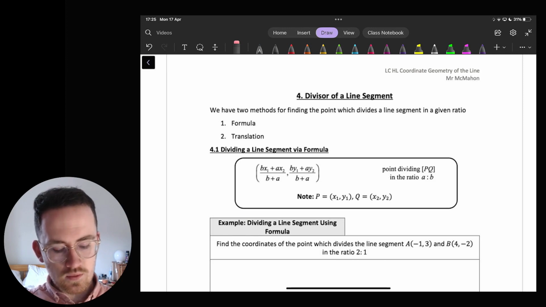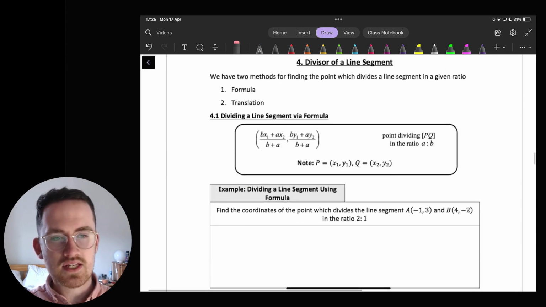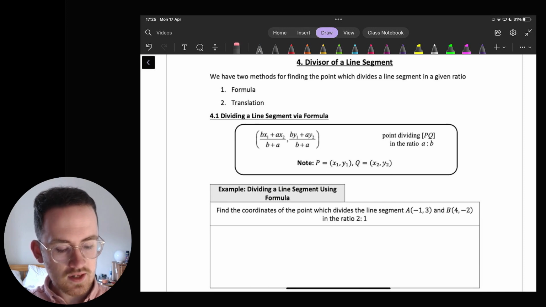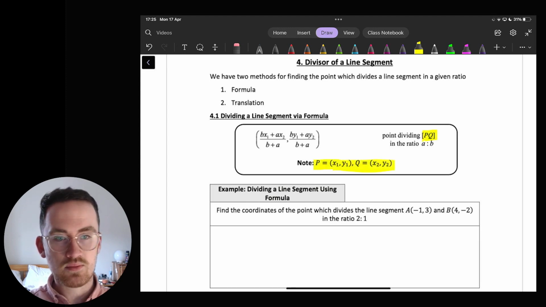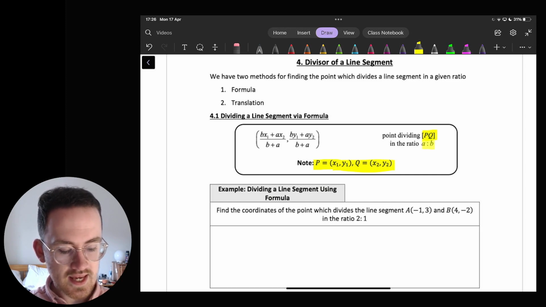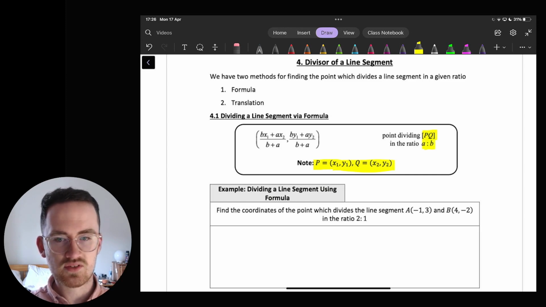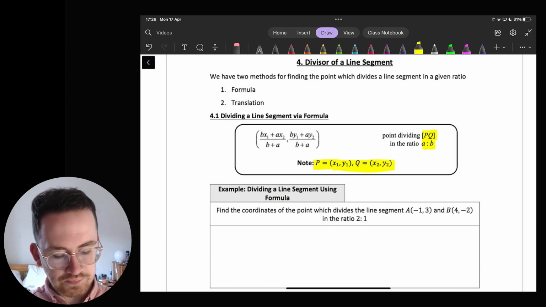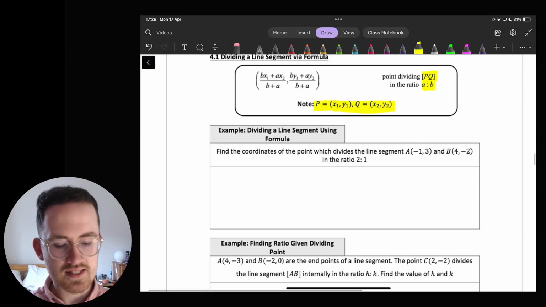The formula is given here as it appears in the log tables. This formula is given as a point dividing the line segment PQ, where P and Q are as labelled below here. So P is x1, y1, Q is x2, y2. The ratio is A is to B. The ratio is generally given in the question, or you might have to manipulate it, depending on what the question is. But once you're given all that information, it's just a matter of subbing into the formula. So we'll see how that looks with this example below here.